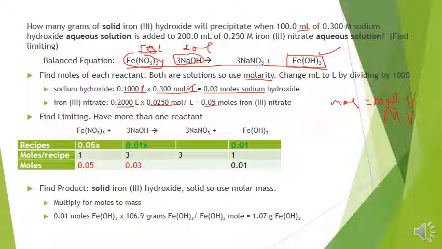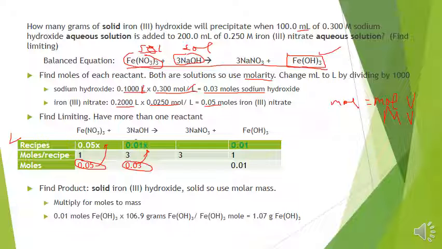Now we need to find the limiting reactant. Here's our recipe table, and you put both of them in. There are slots. Then you find out how many recipes you can do with each. If you have 0.05 moles of iron nitrate, you can do the reaction 0.05 divided by 1 times. And if you have 0.03 moles of sodium hydroxide, you can do the reaction 0.01 times. So here you can only do 0.01.